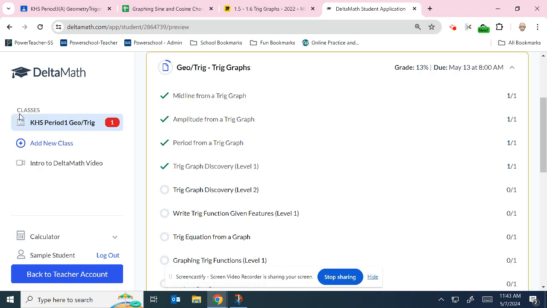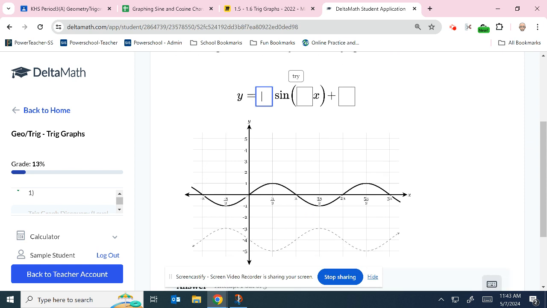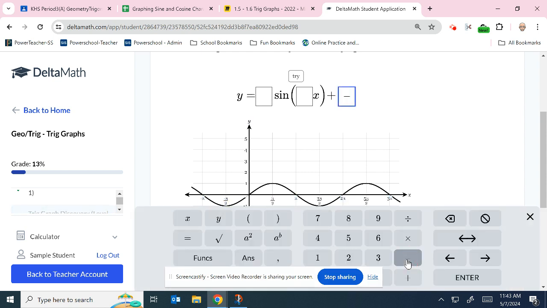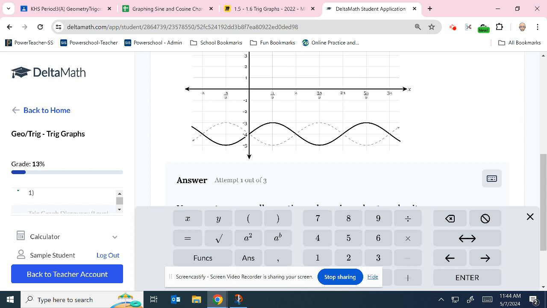Okay, so level 1's a little easier. Level 2 gets a little harder. Level 3 and 4 may be a little more challenging. Level 2, now, again, I like to look first at the midline. Midline is here, and midline is going to be down 4 units. So I'm going to know that's a -4 in there. That's usually what I look for first. And I'll hit try just to get it down there so I can see how close I am.